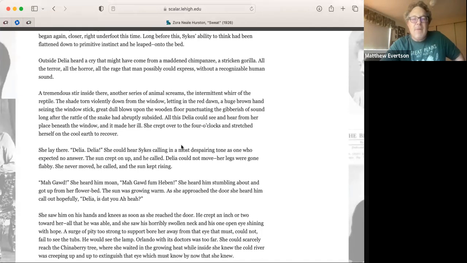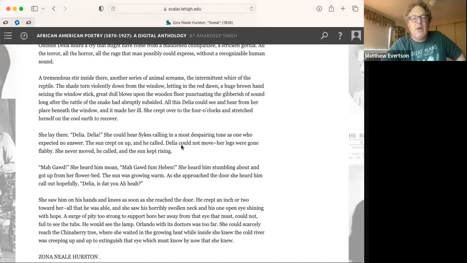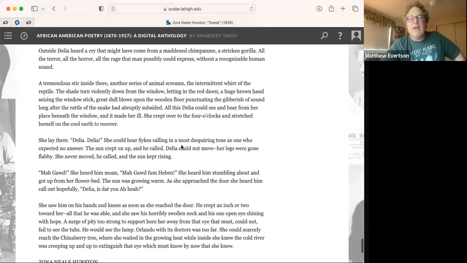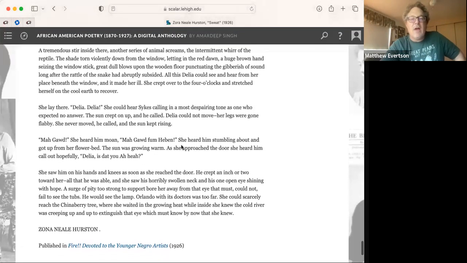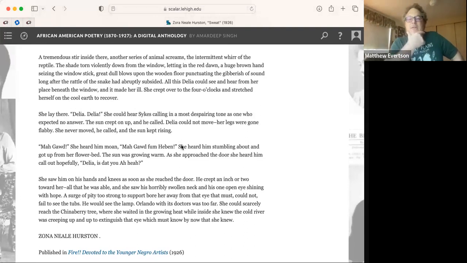Outside, Delia heard a cry that might have come from a maddened chimpanzee, a stricken gorilla. All the terror, all the horror, all the rage that man could possibly express without a recognizable human sound, a tremendous stir inside there, another series of animal screams, the intermittent whir of the reptile, the shade torn violently down from the window, letting in the red dawn, a huge brown hand seizing the window stick, the great dull blows upon the wooden floor, punctuating the gibberish of sound, long after the rattle of the snake had abruptly subsided. All this Delia could see and hear from her place beneath the window, and it made her ill. She crept over to the 4 o'clocks and stretched herself out on the cool earth to recover.